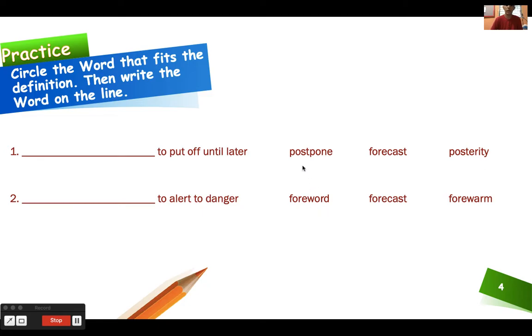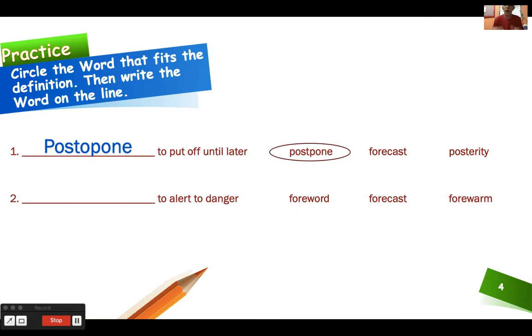So in this case, we have postpone, forecast, posterity. Look for the meaning in your dictionary. To put off until later. In this case, we have to use the word postpone. You have to circle it and write it on the line. Postpone is to put off until later, to delay something, to do something later.